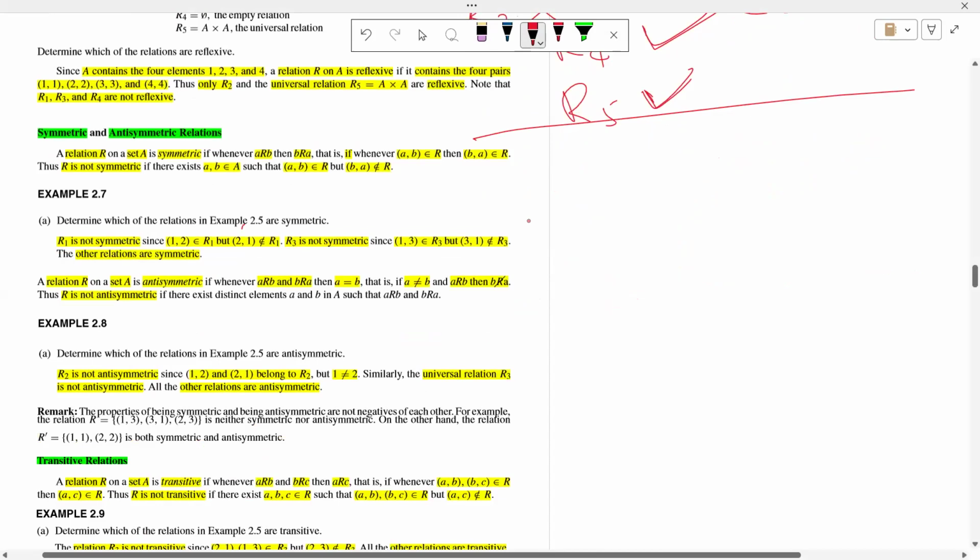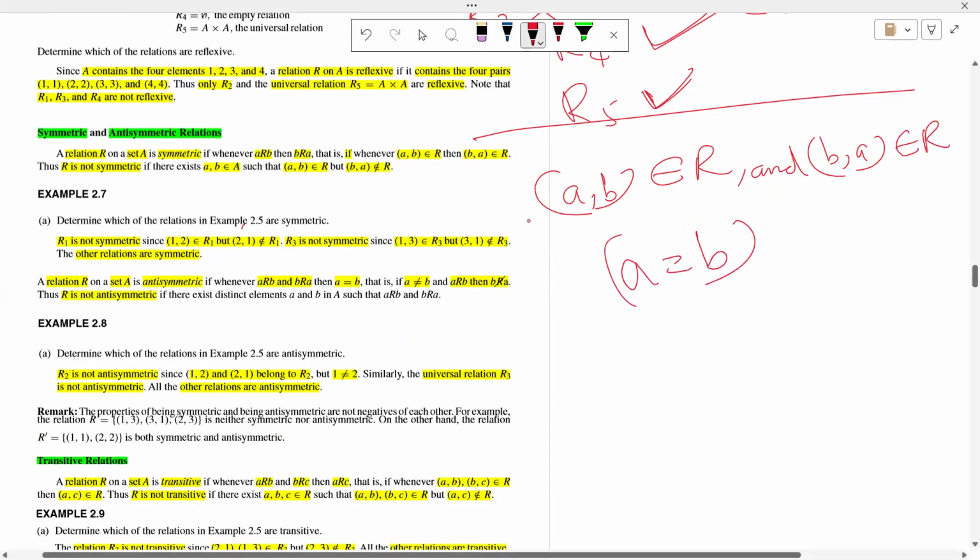So anti-symmetric means A comma B belongs to R and B comma A belongs to R, right? Anti-symmetric means this happens only because A is equal to B. Only when A is equal to B, A comma B belongs to R and B comma A belongs to R. Then this is anti-symmetric, right? Did you get my point?